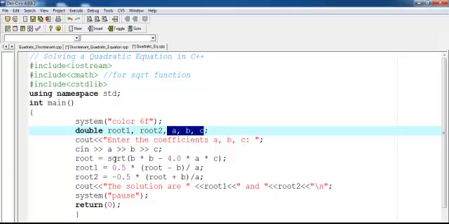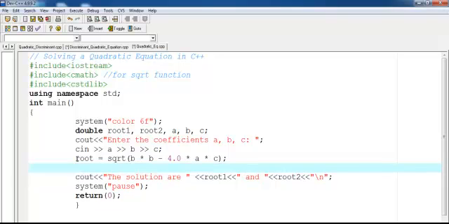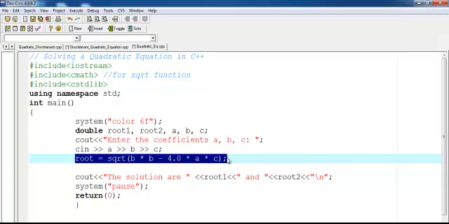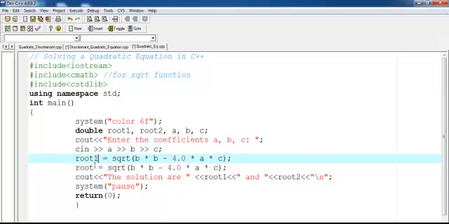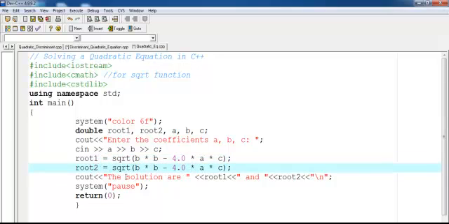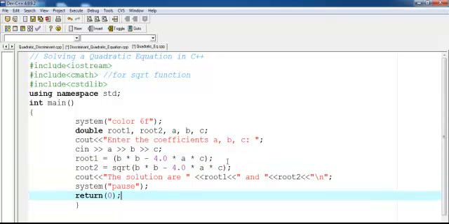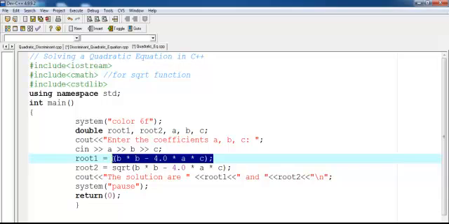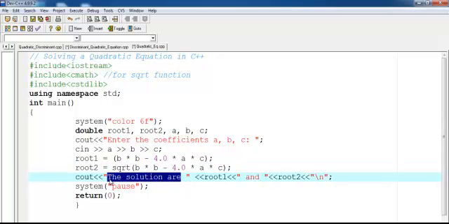I will get rid of the following because I don't need the square root anymore. But the square root of the discriminant will be retained. This will become root 1, this will become variable root 2. With root 1, delete this square. So what will happen is this should give us the discriminant and this should give us the square root of the discriminant.